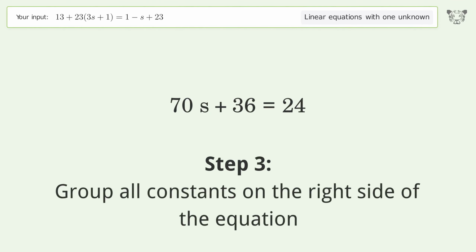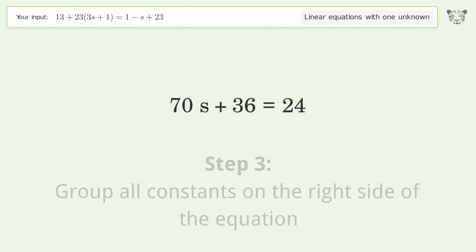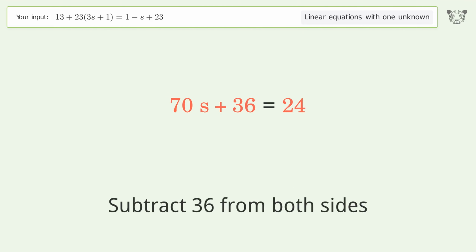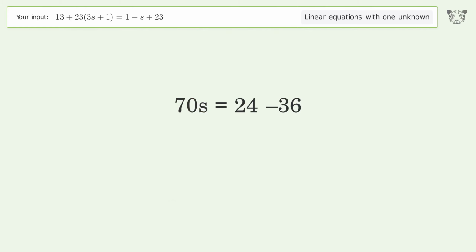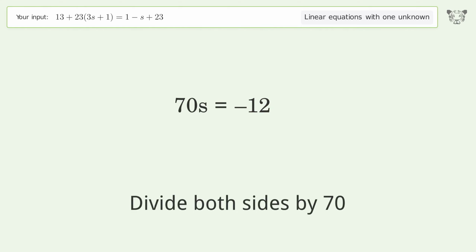Group all constants on the right side of the equation. Subtract 36 from both sides. Simplify the arithmetic. Isolate the s. Divide both sides by 70.